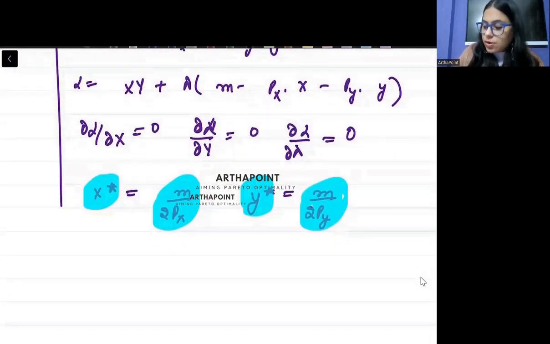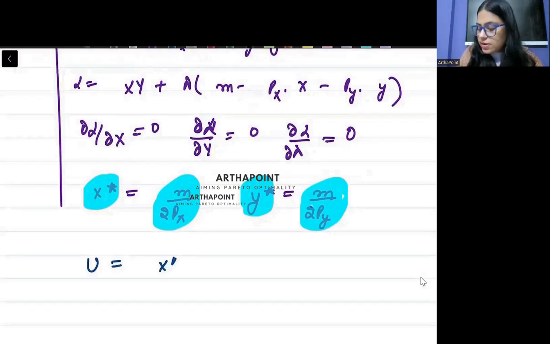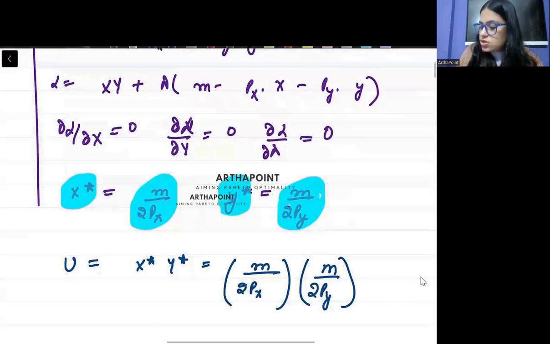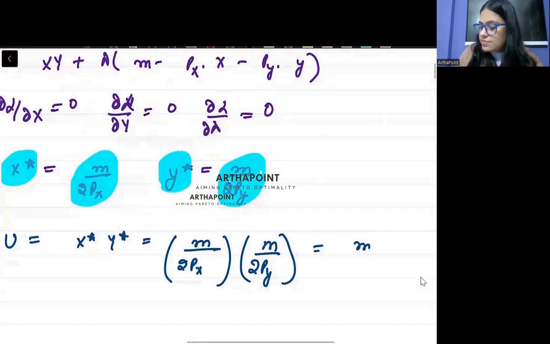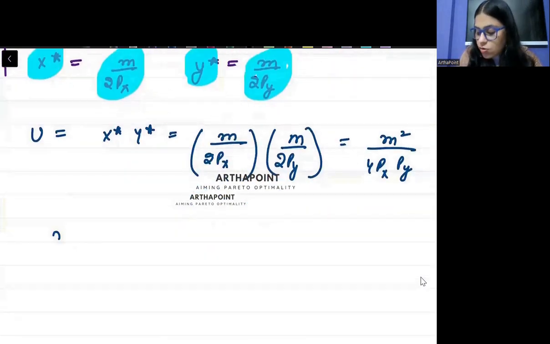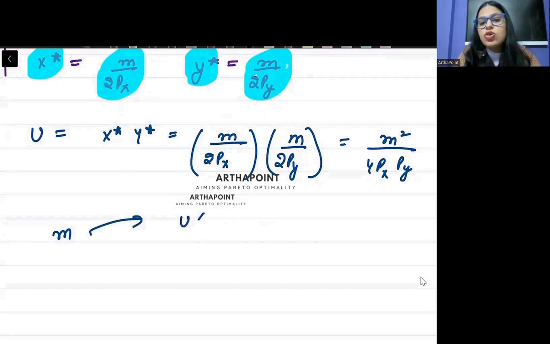So if I talk about the utility function, utility will be x star into y star. So it will be m by 2 px into m by 2 py. So this is going to be m square by 4 px py. So your utility is also a function of income and prices. Now the question is how income changes will affect your utility.